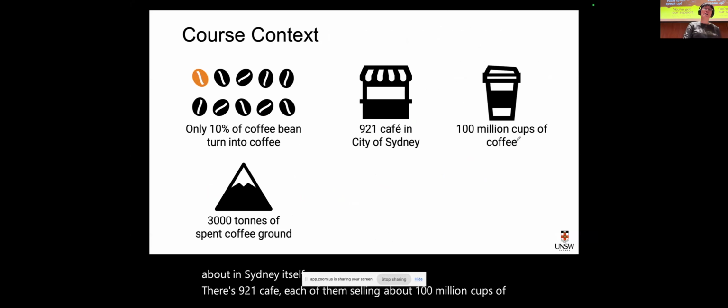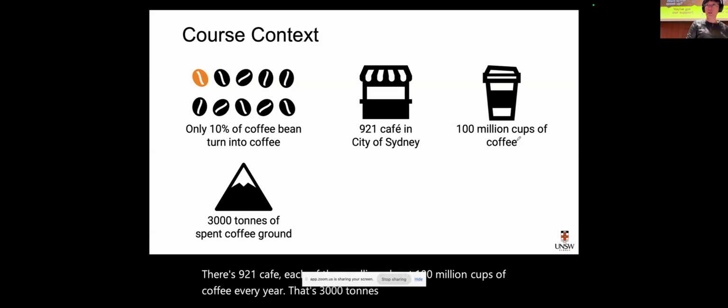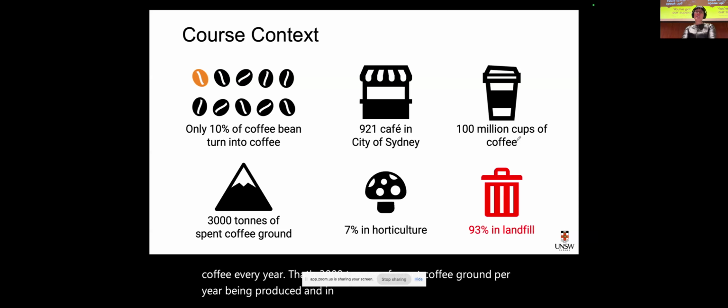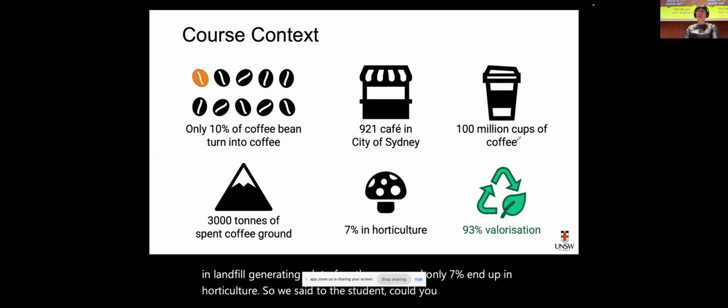That's 3,000 tons of spent coffee ground per year being produced. And in 2019, 93% of that ended up in landfill, generating a lot of methane gas, and only 7% ended up in horticulture. So we said to the students, could you, instead of putting that into landfill, turn that into something more useful? Now, if you give an engineering student a project like this, it will be solved within a day because they're going to go to Google and Google valorization of spent coffee ground, and Google will give them 1,000 possible answers, and they'll just pick the best one they like and they'll write it up.